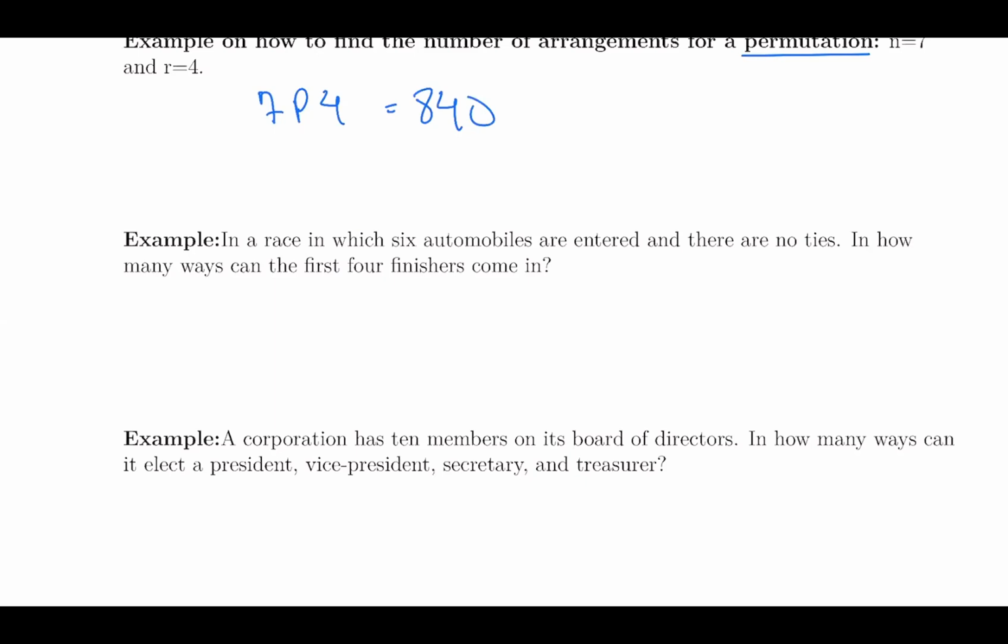So for this one, also, the order matters. Since they're racing and we want the first 4 finishers, does it matter who comes in first, second, third, fourth, or are they all the same place? Yeah, so the order does matter. So that's why this is a permutation. So what's my n? How many automobiles do I have to choose from? 6. How many total automobiles am I choosing?